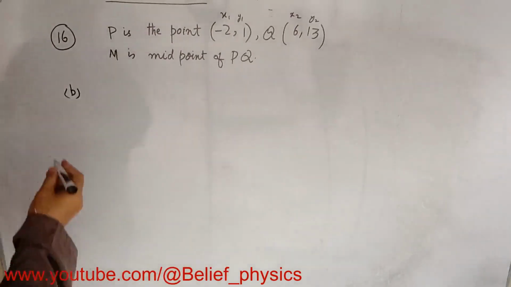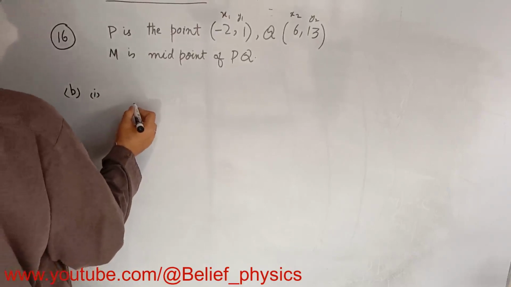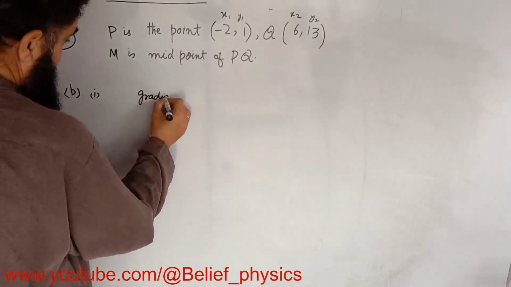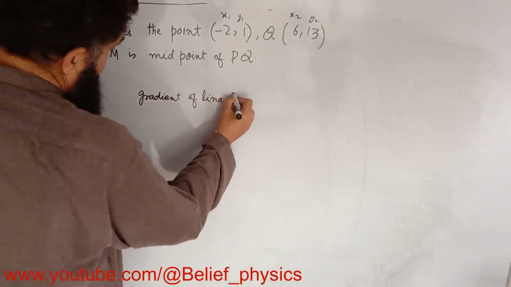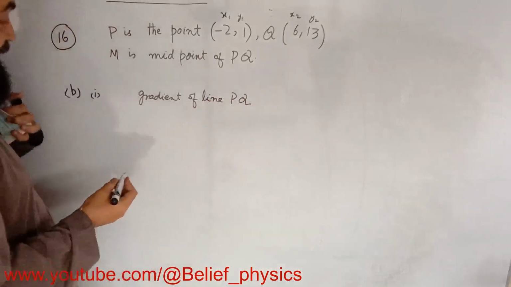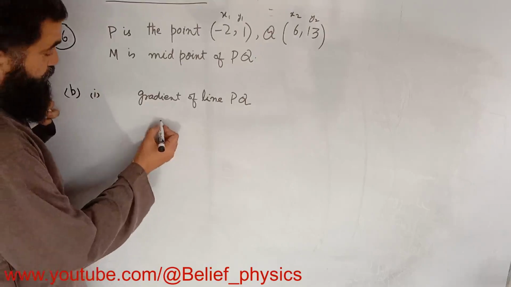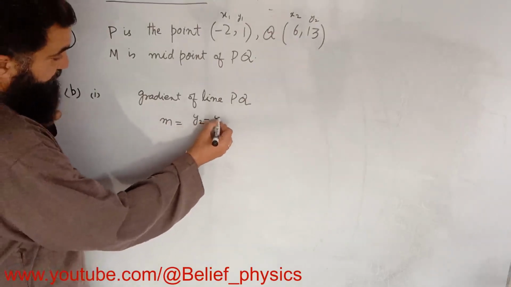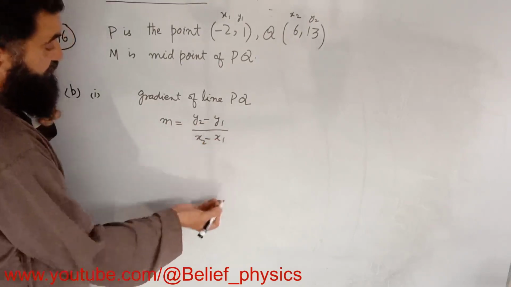Part B1 is: find the gradient of line PQ. Gradient or slope of line PQ. Gradient is the angle of inclination, represented by m, and it is equal to y2 minus y1 over x2 minus x1. This is the formula.